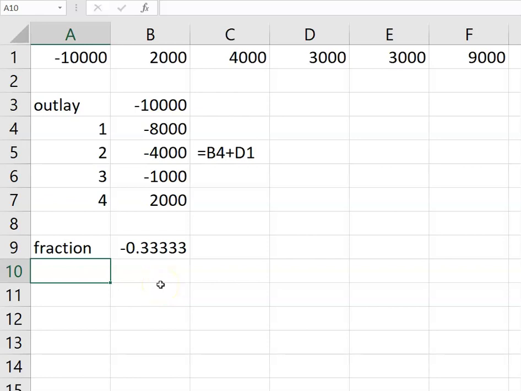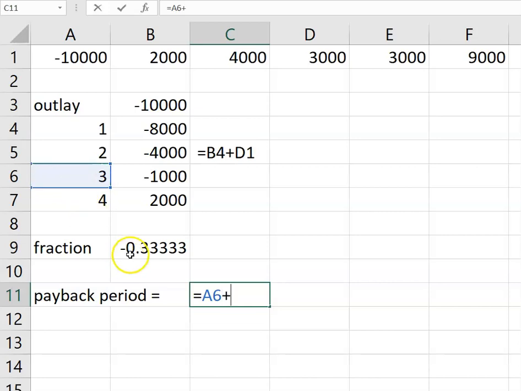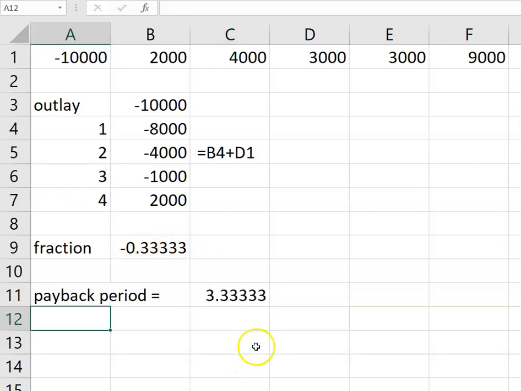Okay? It's kind of an awkward way to calculate it. Maybe you'll have a better way that's more intuitive to you, but I'll actually put it here so you can see it all. Payback period equal to, well, we'll just use that. Why not? Plus, actually, I'll subtract this one to make it look positive. This one, 3.333.